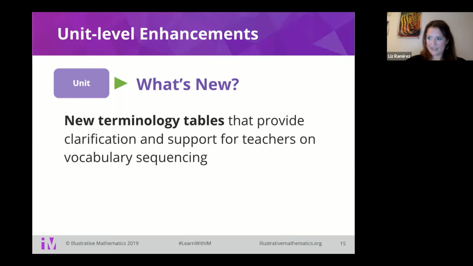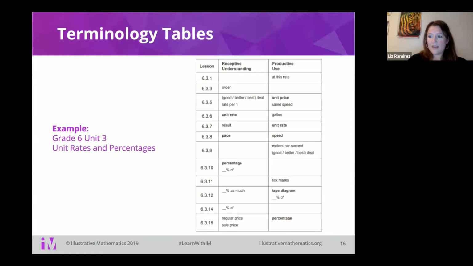So these tables show where new terms are introduced and help teachers to know when students can be expected to understand a word or phrase receptively, and when students should be producing these words or phrases using their own speaking or writing. So you might notice that, for example, unit rate, we want students to be able to understand receptively in lesson 6, and then later on, we can expect them to be able to produce this language in their writing and speaking in a later lesson.